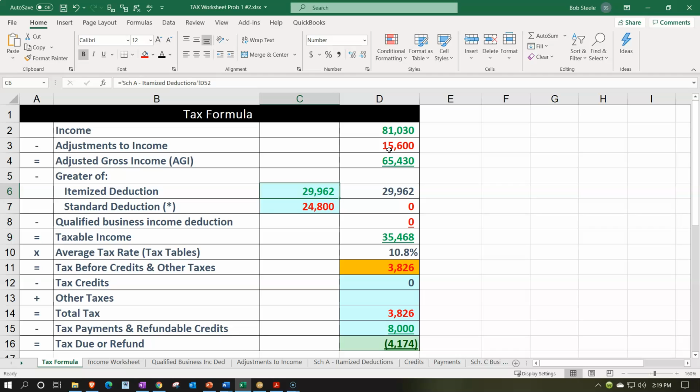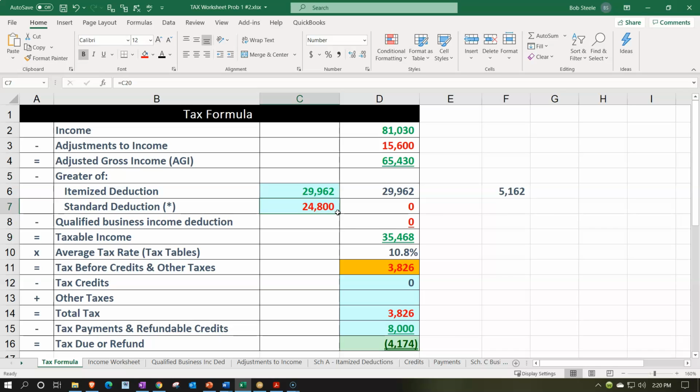Then we're taking the greater of the itemized or standard deduction. Standard deduction for a married filing joint would be 24,800. The itemized deduction is larger, the 29,962. And just realize how much of a difference that is. Notice if I take the difference between these two, that's really only a difference of 5,162, and that's more people are not itemizing as much because the standard deduction has been increased, which is kind of good because that means everybody gets basically a higher just baseline deduction.